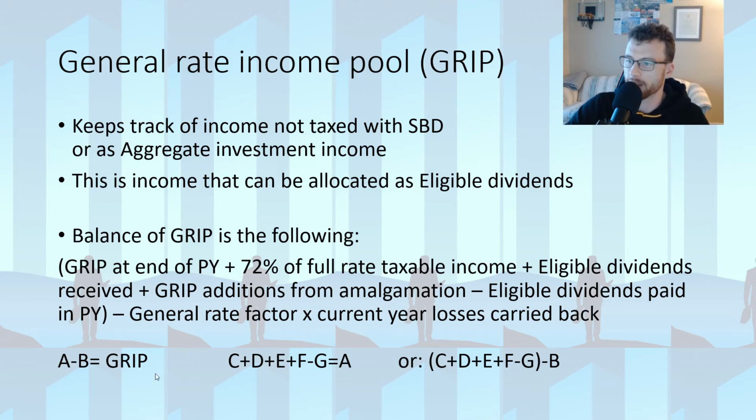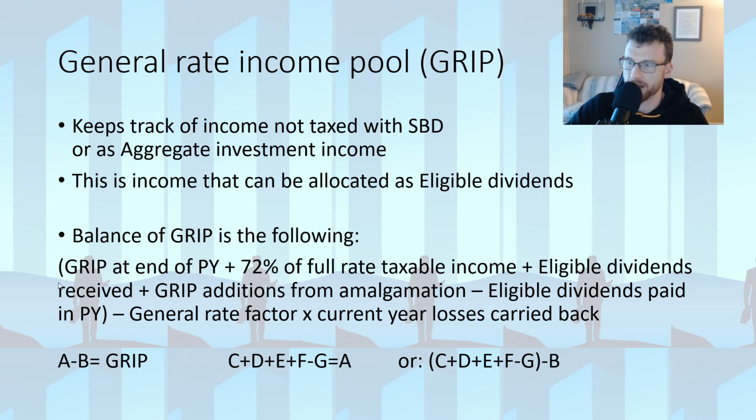The basic part of the formula is this: A minus B equals GRIP. And we've got to figure out, B is very simple, it's this part here. A, however, is all of this here that we have to calculate. Another way of looking at it, which is how I've displayed it here, is C plus D plus E plus F minus G, and then minus B equals our GRIP balance.